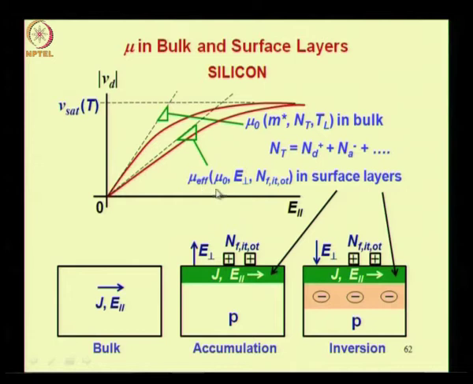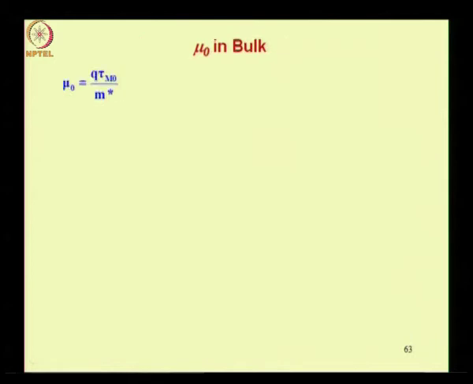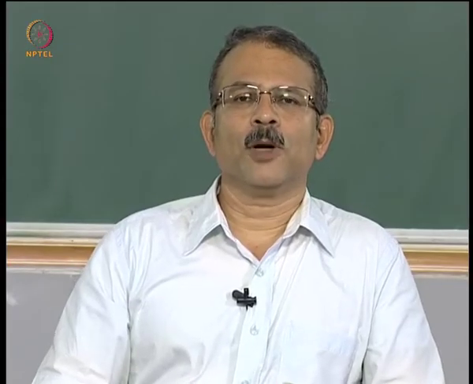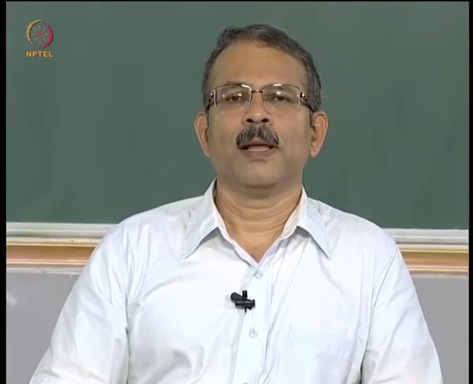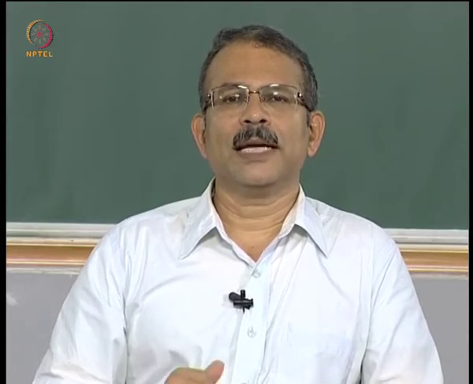Now this effective mobility is a function of the bulk low field mobility mu naught, then the perpendicular electric field and the concentration of charges at the interface, such as the fixed charge, the interface trap charge and the oxide trap charge. Let us concentrate on mobility in the bulk, and let us see what kind of a model we have for mobility as a function of the total impurity concentration and the lattice temperature.